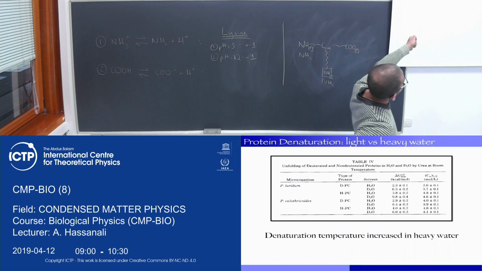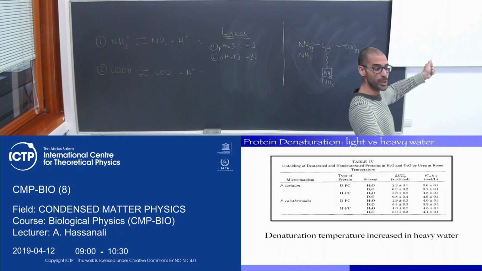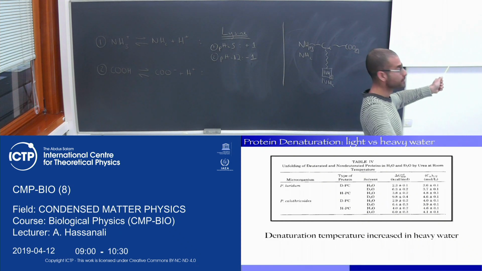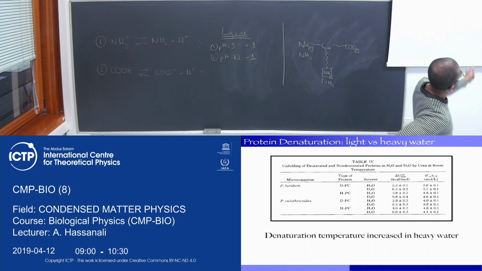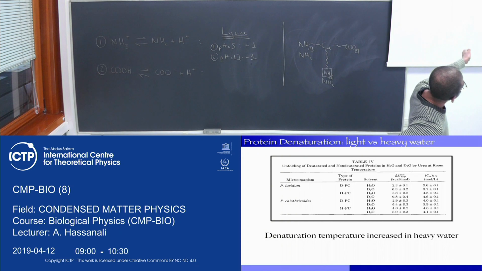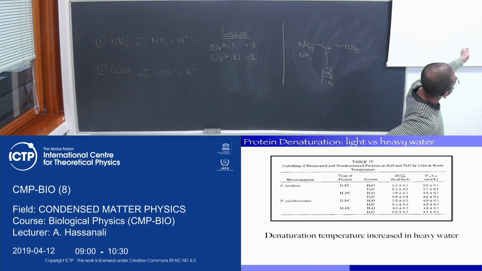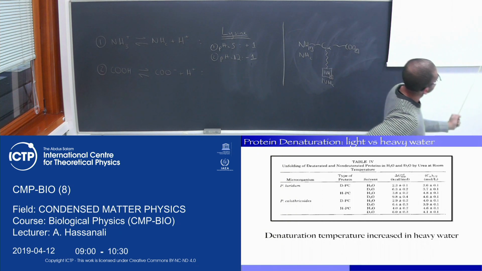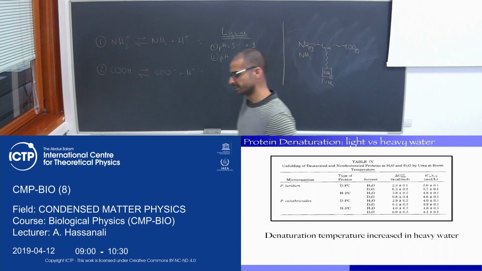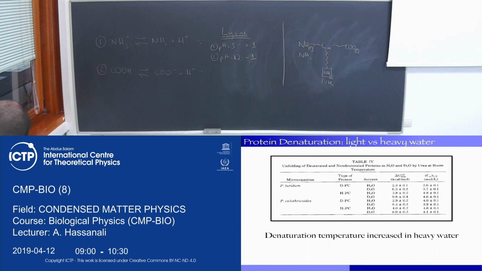Just to reinforce the point again, so this is the temperature at which a protein denatures in light water and heavy water. Again, you see for a series of proteins, there's a big change in the relative difference, free energy between folded and unfolded state. Okay, so what this is telling you is that h bar omega is important.